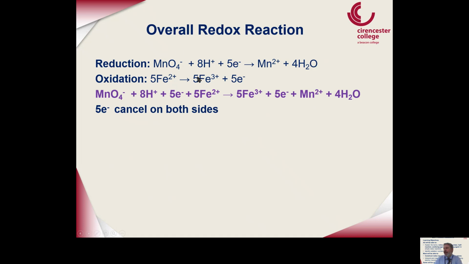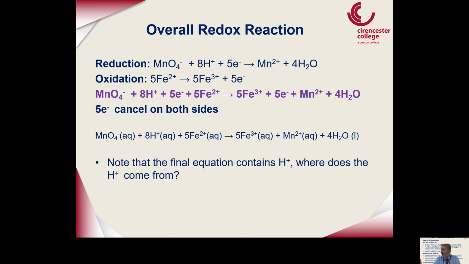So we put the left-hand side of this one in the equation, and the left-hand side of this one in the equation. So put the two left-hand sides together and put the two right-hand sides together. And therefore you can see that there's 5 electrons on both sides, they cancel. And then we have our final redox equation. It does contain H+. Where are we going to get H+ from?